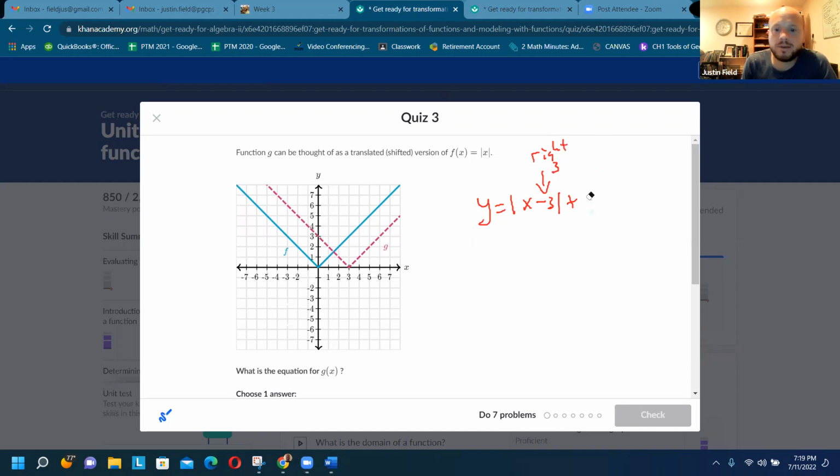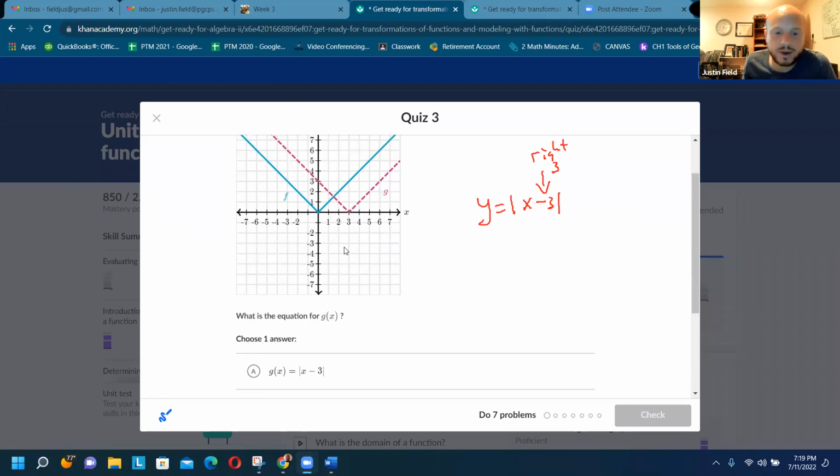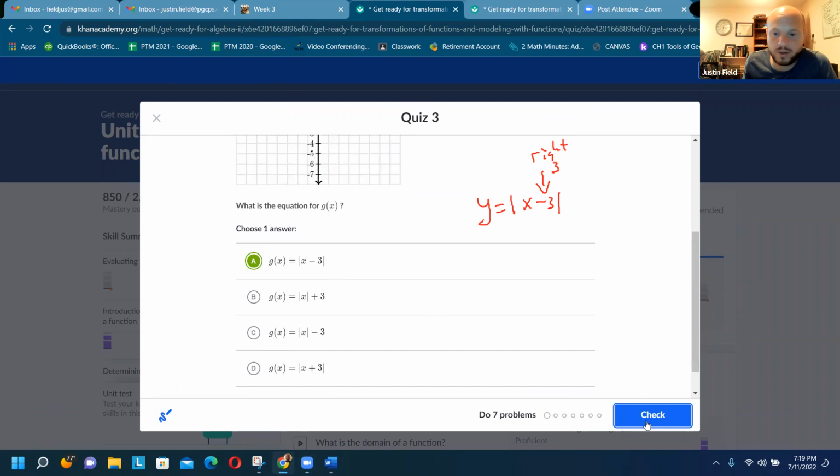Now we don't need the up 2 in this case because it's not shifted up. That was just for my example. So there we go. You can see that would be up 3, that would be down 3, and this would be left 3.